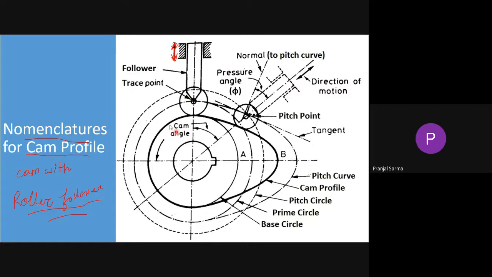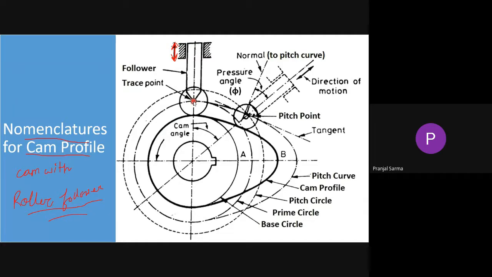Depending on the type of follower, if it had been a knife edge follower, this portion would have been a knife edge, and the knife edge would be directly in contact with the cam. In that case, the trace point is situated at the knife edge itself. And for the roller follower, as we are discussing right now, the trace point is at the center of the roller.